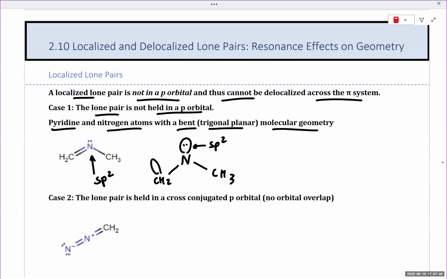The nitrogen is using its p orbital to form its pi bond. Because this lone pair is held in an sp2 orbital and not in a p orbital, this is a localized lone pair. We cannot distribute this lone pair across the pi system because it's not in a p orbital. We call these nitrogens pyridine type nitrogens.